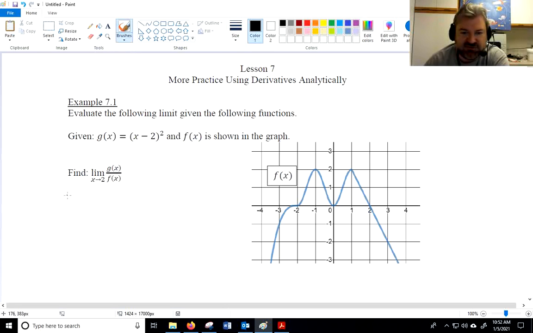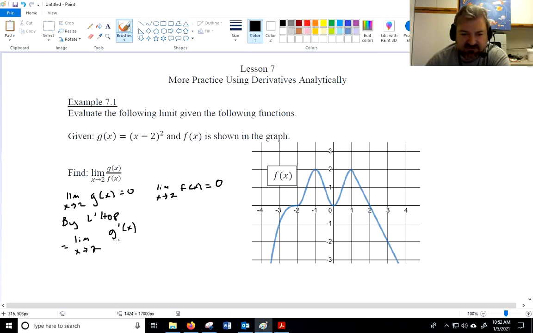So how would we end up evaluating this? Well, we can use what we just learned in the previous lesson. So we'll show that the limit as x approaches 2 of g of x is 0, and the limit as x approaches 2 of f of x, well, that's also 0, right? So by L'Hopital's rule, we ought to be able to say that this limit is equal to the limit as x approaches 2 of g prime of x over f prime of x.